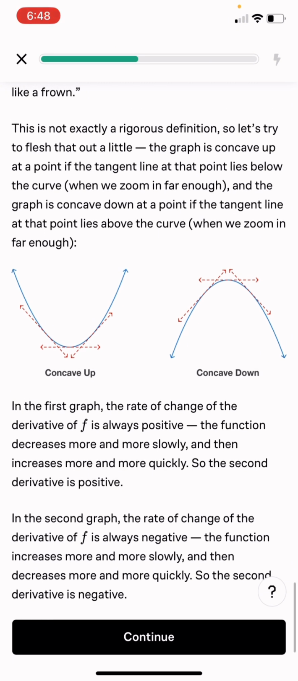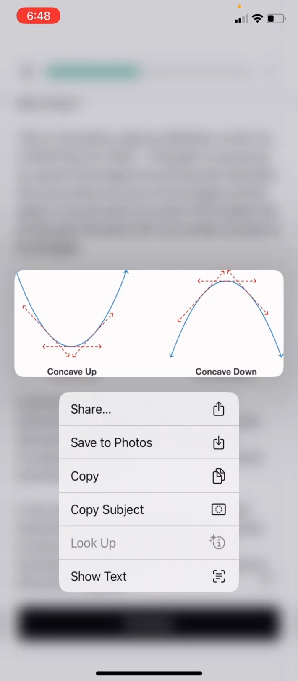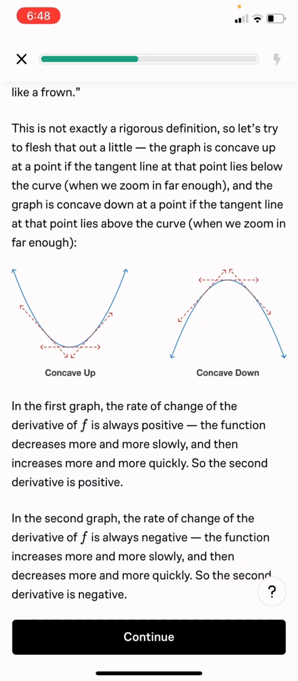So we could see how it decreases. In this one, we can also see the concave up, how it decreases more, and then shoots back up. And then the concave down is literally the opposite, where the function increases more and more slowly. You can see as it goes up, it gets slower and slower, and it drops a lot. And then the concave up is just the opposite.